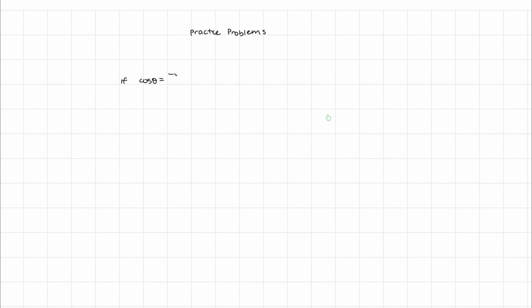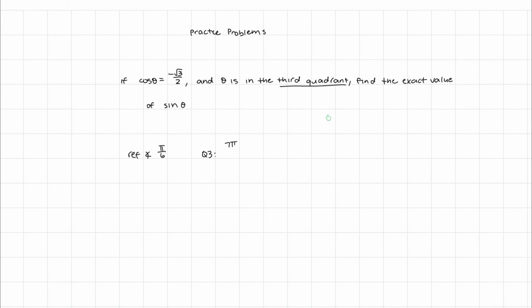What if cosine theta was equal to negative radical 3 over 2, and theta is in the third quadrant? We would have to find the exact value of sine of theta. So the reference angle we know is pi over 6, and in quadrant 3, that would be 7 pi over 6. The coordinate is radical 3 over 2, comma 1 over 2.